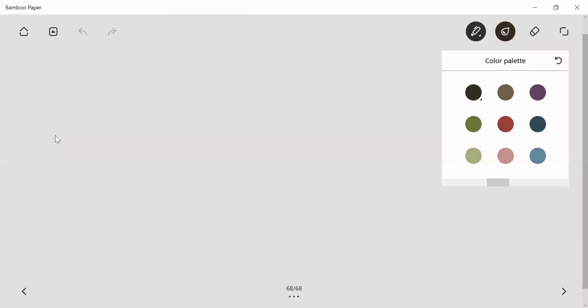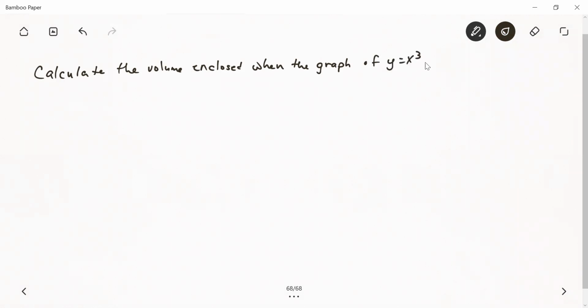Let's calculate the volume enclosed when the graph of y equals x cubed, when x is between 2 and 4, I just wanted you to see this can be written lots of different ways, is rotated about the y-axis.